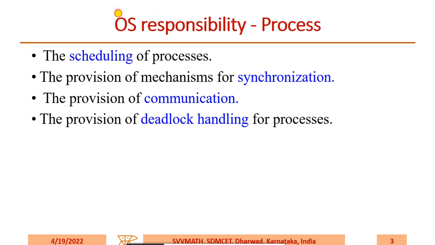There are a lot of responsibilities of the operating system concerning processes. The first is the scheduling of processes. Many processes may be active, and the scheduling of those processes should be done by the OS. Another is the provision of a mechanism for synchronization. When more than one process is active in the system, there is a need for synchronization.